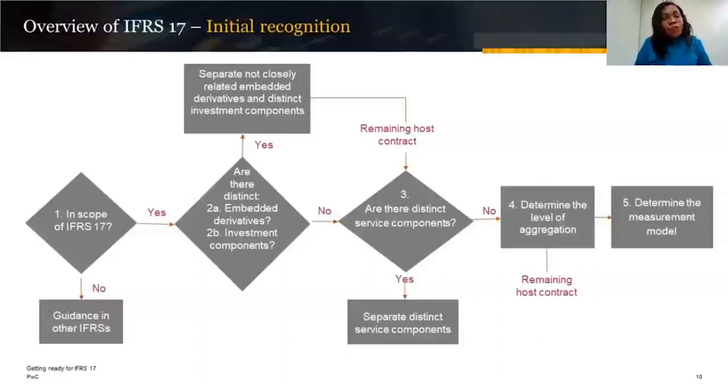So you could have insurance contracts that have a guaranteed return. Some of those guaranteed returns, by the time you look at them, you might realize that they are not really subject to insurance risk, but rather they are like an obligation to pay over a specific amount. So those would be distinct investment components, and they will need to be separated and measured using IFRS 9, which is the standard for financial instruments.